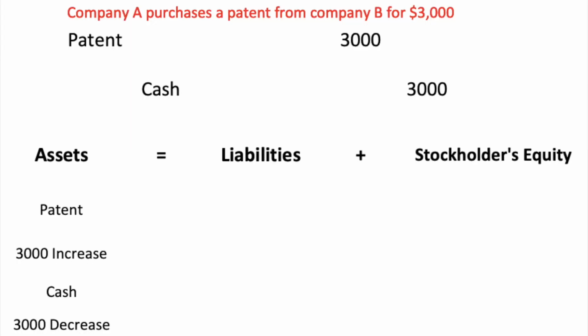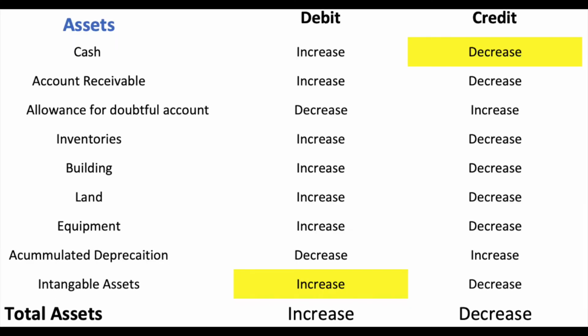(9) Company A purchases a patent from Company B for $3,000. The transaction is completed by debiting $3,000 to patent, and crediting $3,000 to cash. In the accounting equation, this transaction has no effect on assets. In this transaction, the patent is increased in the balance sheet. On the other hand, cash is decreased in the balance sheet.